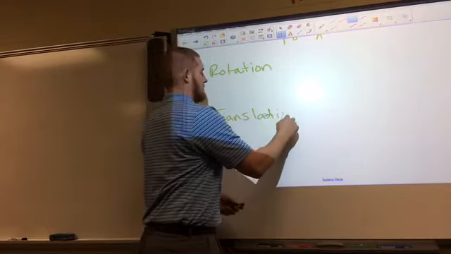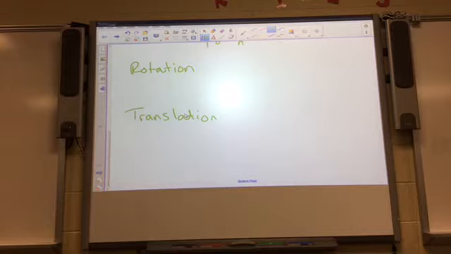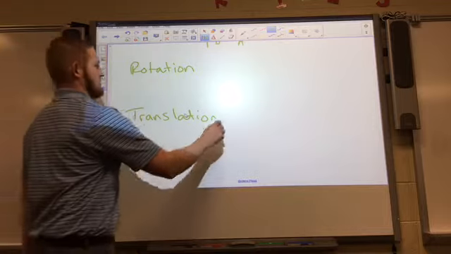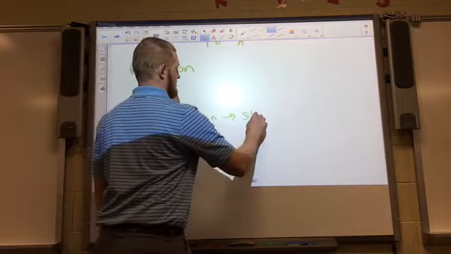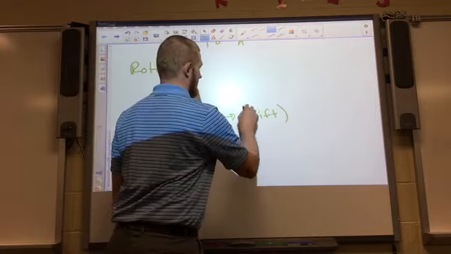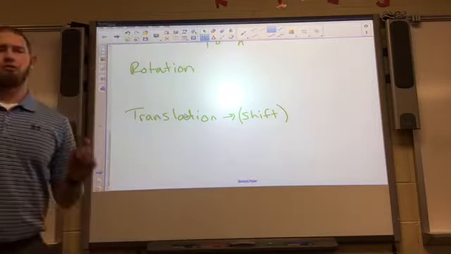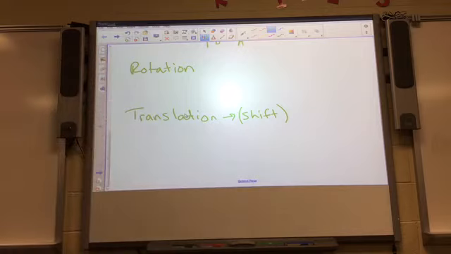A translation. All that this means is it's just a shift, basically, would be the best way that I would describe it. It's a shift. You're sliding. Your book at one point, maybe section 5, I think, maybe 4, talks about calling it a glide. Okay? It all means the same thing. You're taking it and you're pushing it over.